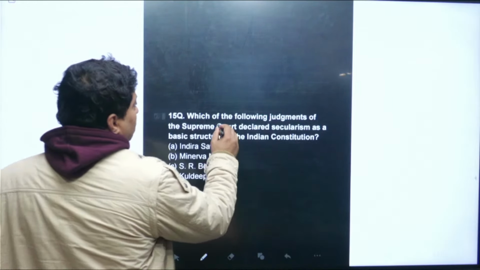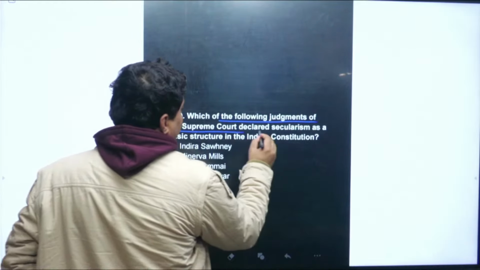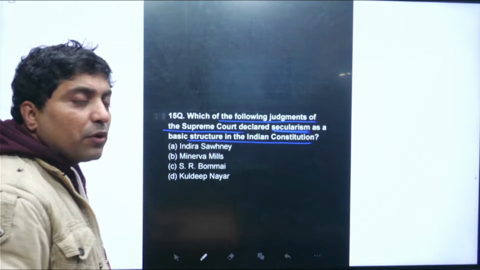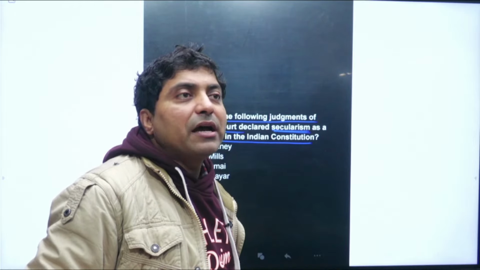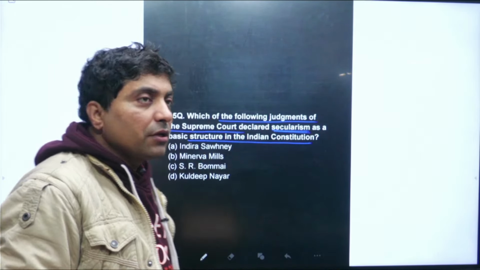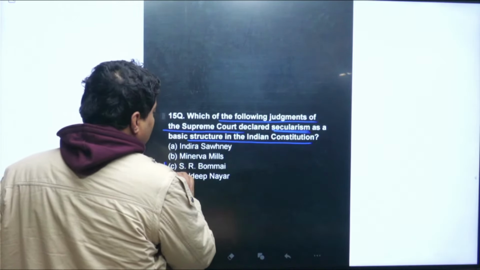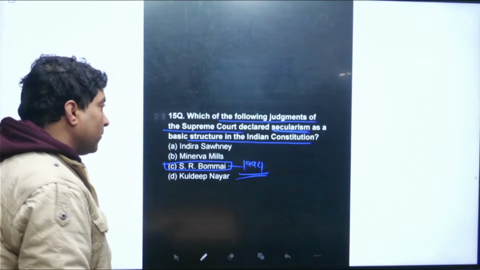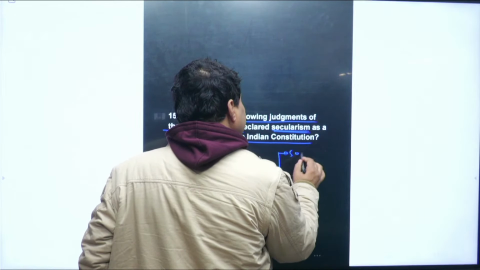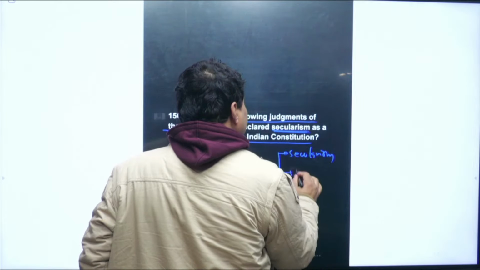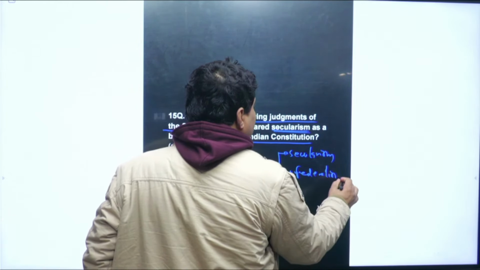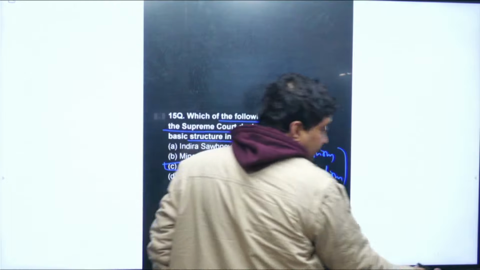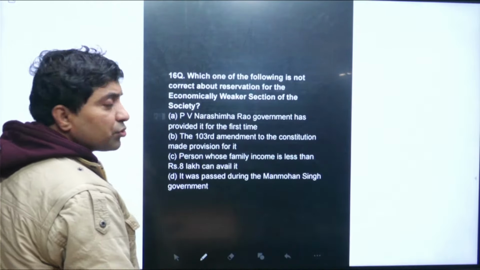The question is, which of the following judgments of the Supreme Court declares secularism as a basic structure of the Indian Constitution? Now you see, the S.R. Bommai case is a famous case of 1994, which declares secularism and federalism, right? These are all basic structure of the Indian Constitution. So, C would be the correct answer. Look at question number 6. Next question.